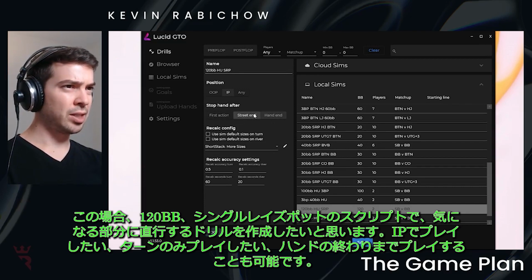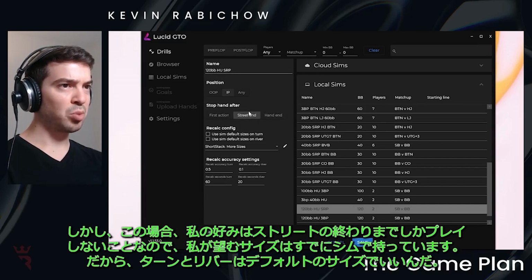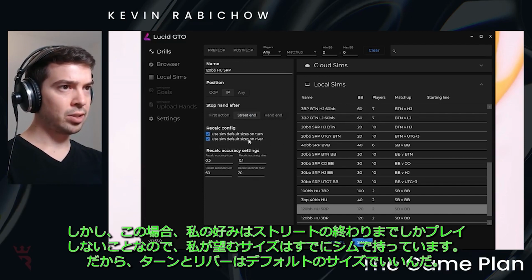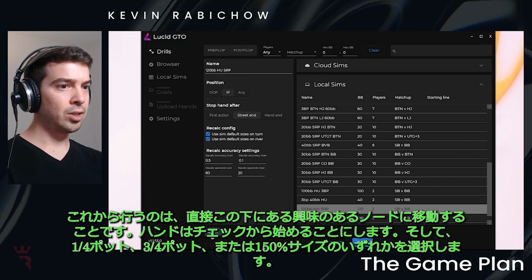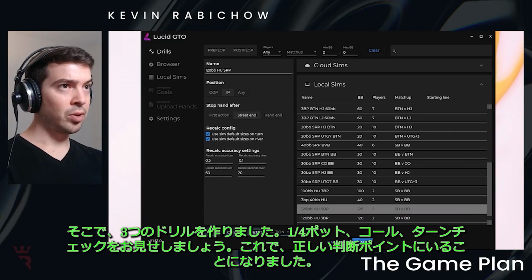I could play until the end of the hand, but in this case, my preference is to play only till the end of the street. I have the sizes that I want already in the sim, so I'm okay with the default sizes on turn and river. And what I'm going to do is go directly down here to the node that I'm interested in. So I'm going to start the hand with check and either quarter pot, 3/4 pot, or 150% sizing. So I created 3 separate drills.